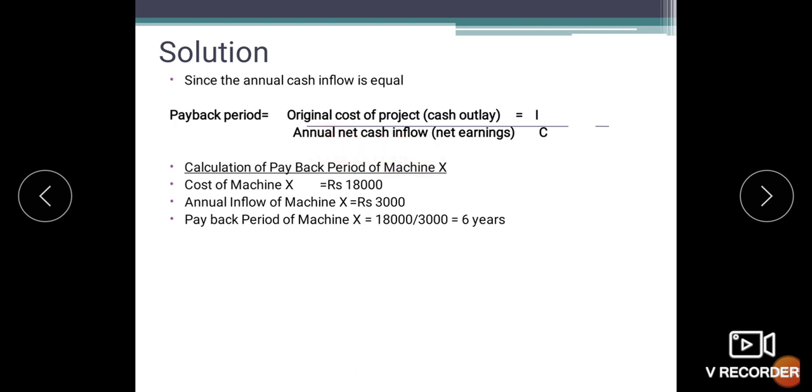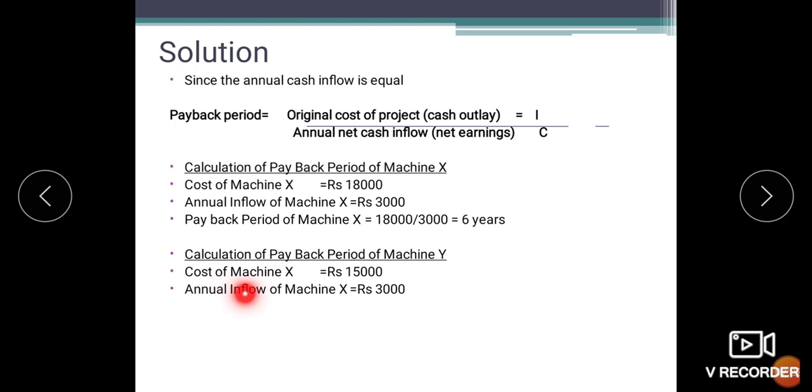Now we can calculate the payback period of machine Y. We can write down the information which is given in the question, that is, cost of machine Y is 15,000. There is a small correction here. Annual inflow of machine Y is 3,000. So now we are going to calculate the payback period of machine Y. It's not X. The payback period of machine Y is equal to 15,000 divided by 3,000, that is 5 years.